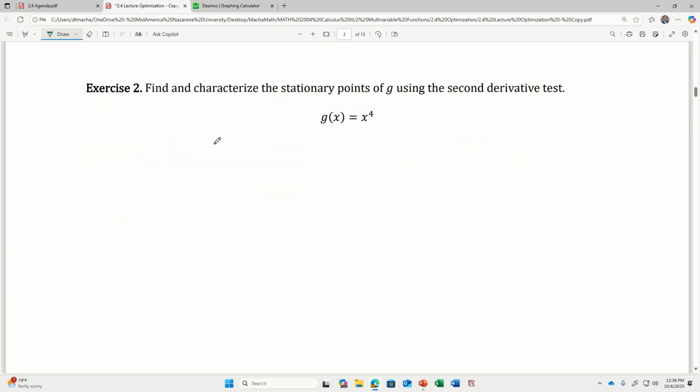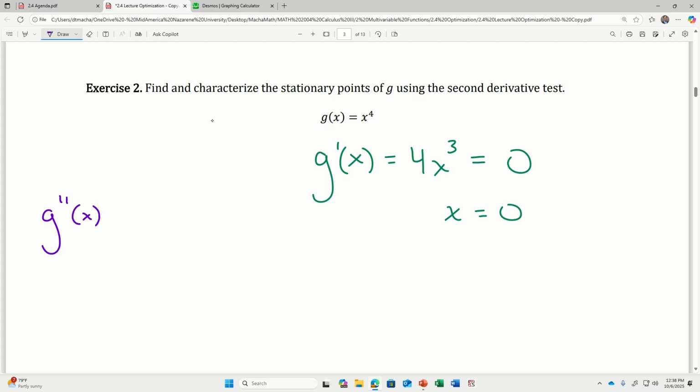Okay. Next, find and characterize the stationary points of this. So quickly, we'll say the first derivative is 4x cubed, and to find stationary points, we set that first derivative equal to 0, and there's only one stationary point at x equals 0. Then we take the second derivative, and we get 12x squared, and if I plug in x equals 0 to get my stationary point, then the second derivative is equal to 0, and this is inconclusive.